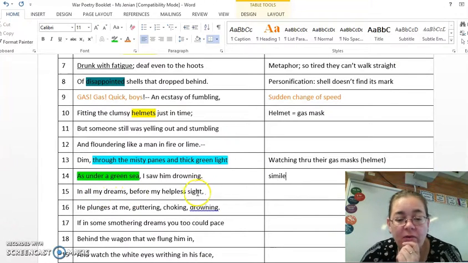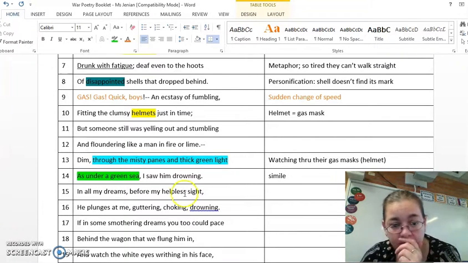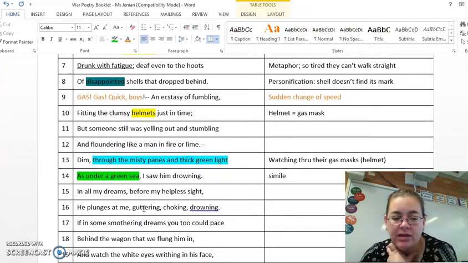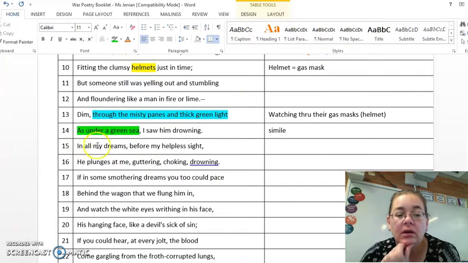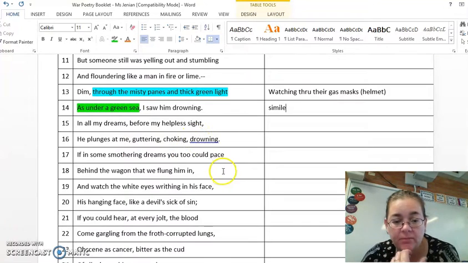In all my dreams, before my helpless sight, so obviously when you're dreaming, you have no control over what you're seeing. He plunges at me, guttering, so that's that sound you make in the back of your throat, like choking, drowning. So this image, this sight that he's seen of his colleague drowning in this gas, haunts him in his dreams. And in his dreams, this soldier is coming towards him, and he's choking and he's drowning.